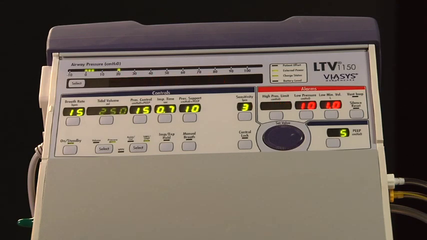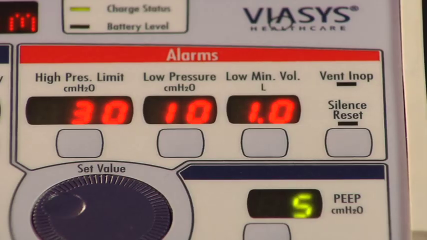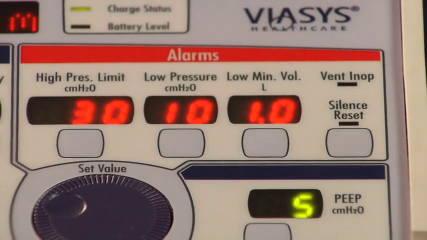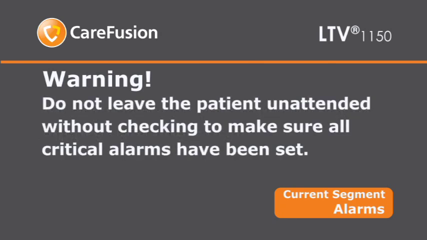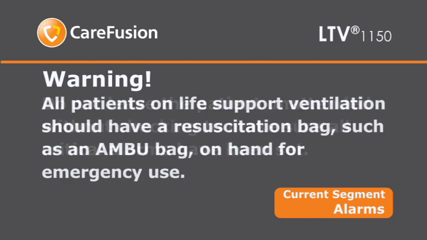As with any alarm, active or cleared, the patient must be assessed and the alarm message cleared by pressing the Alarm Silence Reset button. Do not operate the ventilator without setting the adjustable alarms. All adjustable alarms must be set to ensure safe operation. Do not leave the patient unattended without checking to make sure all critical alarms, such as low-pressure alarms, have been set. Of course, all patients on life support ventilation should have a resuscitation bag on hand for emergency use.